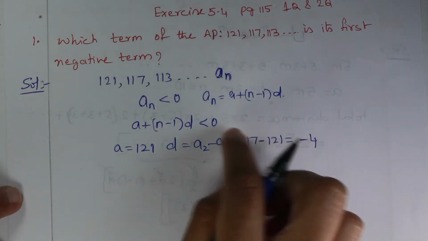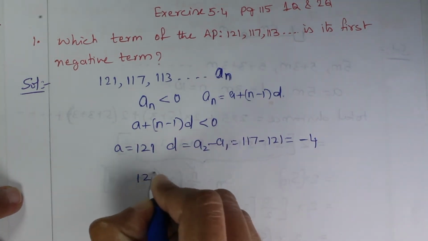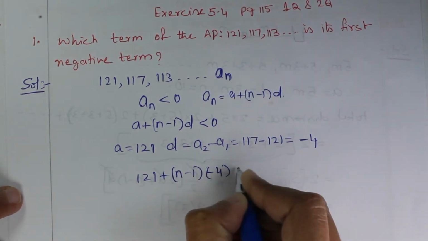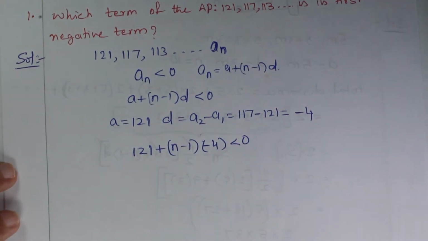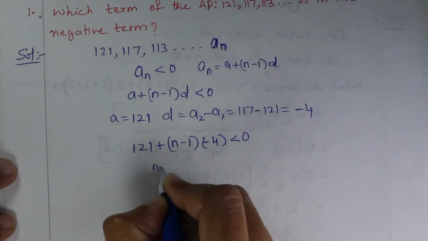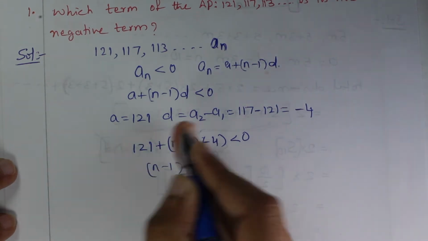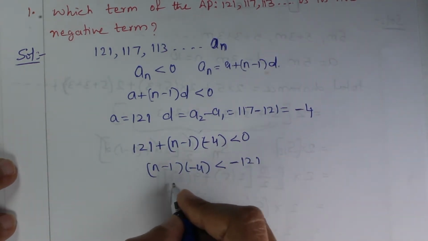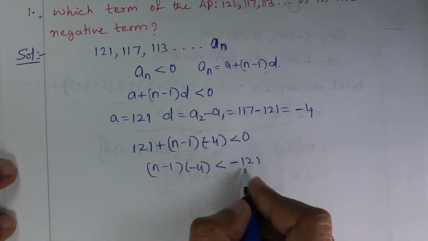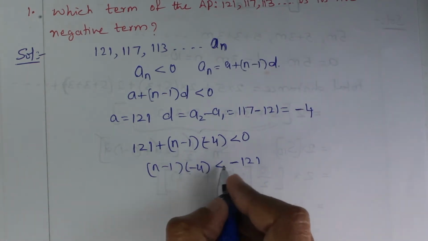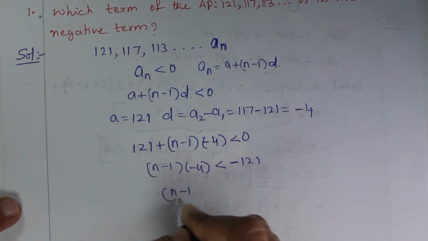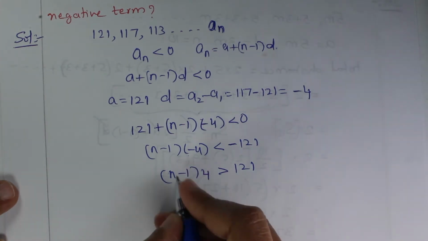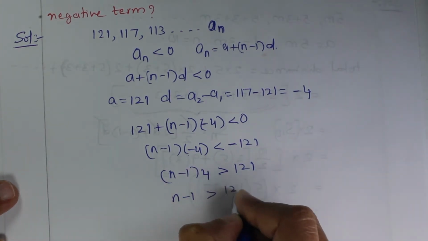Let us substitute the values of a and d in this equation. 121 plus n minus 1 into minus 4 is less than 0. N minus 1 into minus 4, 121 goes to this side, is less than minus 121. So I'll multiply both sides with minus 1 and the sign changes. N minus 1 into 4 is greater than 121. Okay, n minus 1 is greater than 121 by 4.